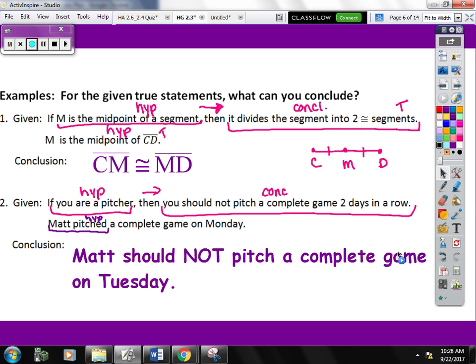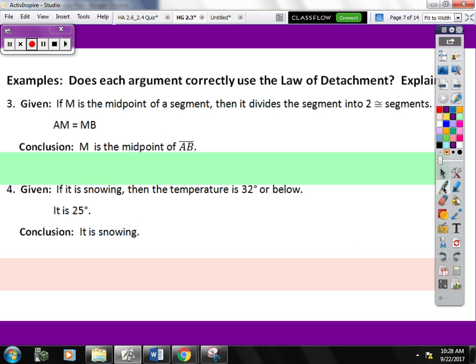So these were the easier ones because they're telling you that you can use the law of detachment. What gets a little bit harder is when they ask you, can you use the law of detachment? Is it possible to make a conclusion? Sometimes it won't be. So the next set of examples say, does each argument correctly use the law of detachment? Explain. So again, I would be labeling the hypothesis and conclusion part. That's why I did it in the top part, even though many of you didn't probably need to do that.